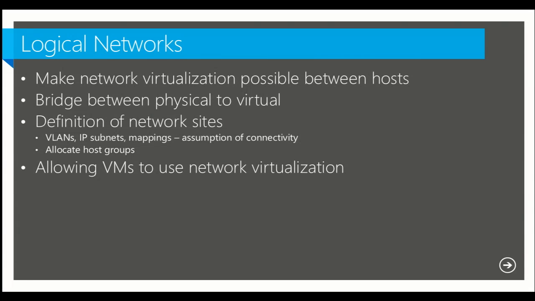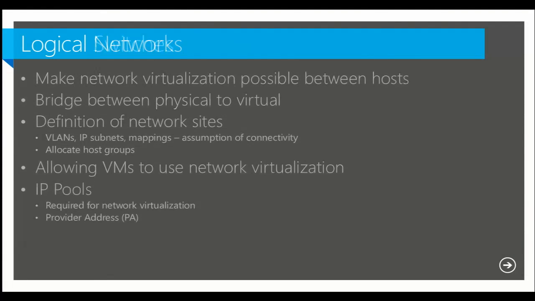And the logical networks are the thing that allows network virtualization, so that the same logical networks existing across hosts can have VMs within them that can speak to each other. And you set up these IP pools on the logical networks. Generally, we refer to these as the provider addresses. They're required for network virtualization so that you can speak between the hosts.